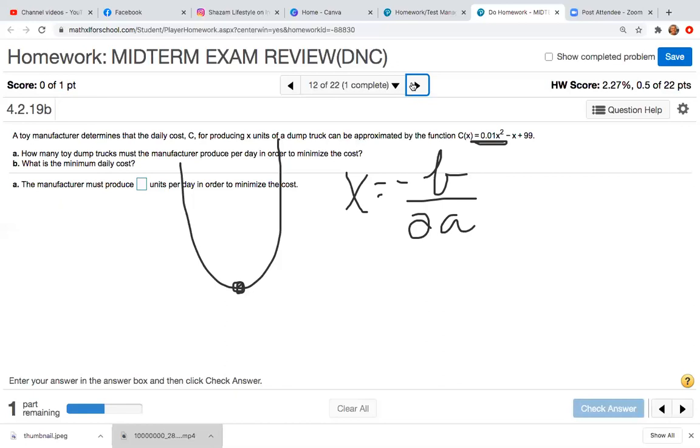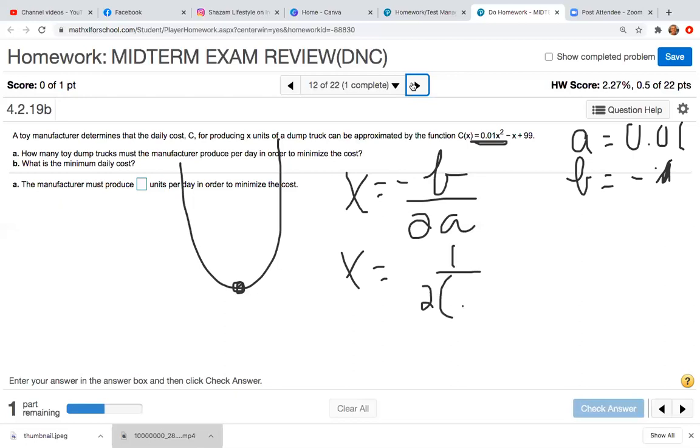Okay, guys. So first, let me go ahead and identify the A value. That's the number in front of X squared, the coefficient of X squared. That's 0.01. And the B value is the coefficient of X, that's -1. Oops, let me write that again, okay? So when I go into the little formula here, I'm going to do the opposite of B, which is 1, over 2 times the A value, which is 0.01, okay?